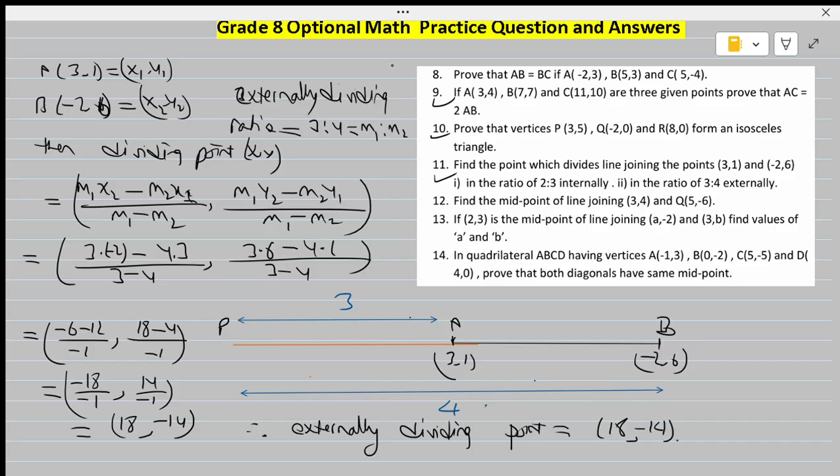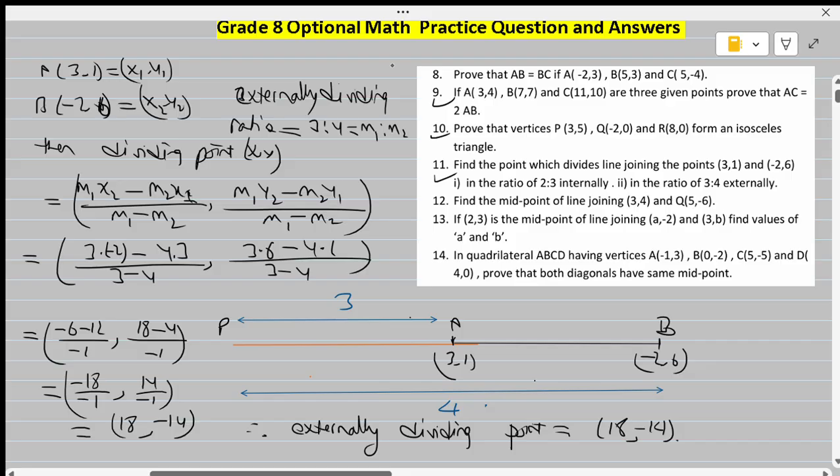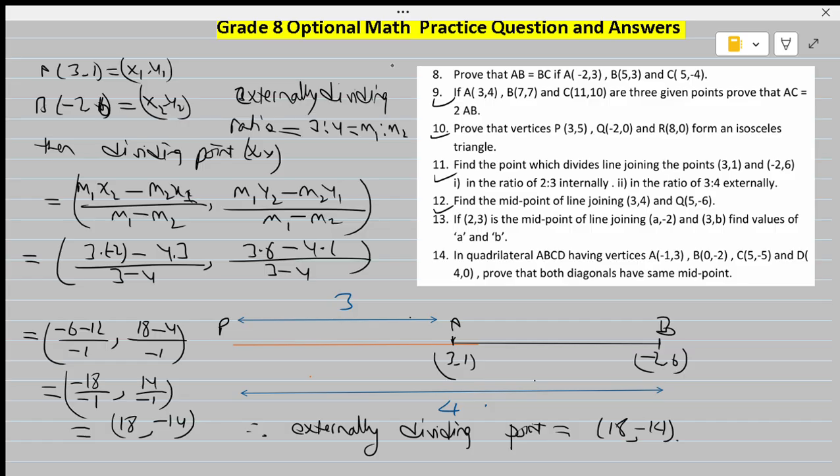So I made it clear with this number 11. Now we go with number 12. So for going to 12, I make this answer 11 clear.